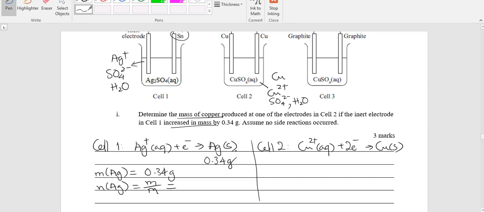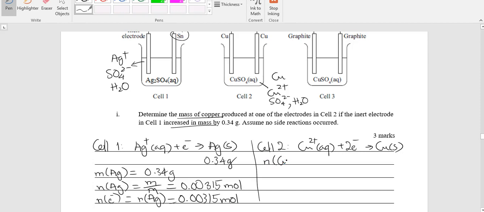And that is 0.00315 mole. And because of a 1-to-1 ratio, the number of mole of electrons is the same as the number of mole of silver, which is 0.00315 mole.